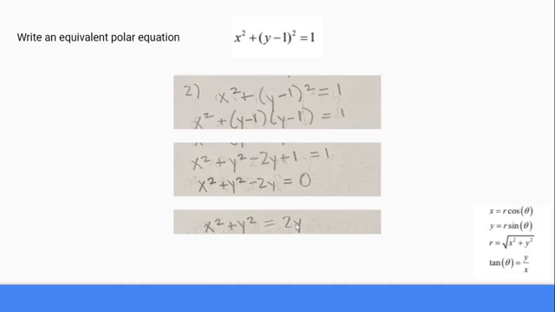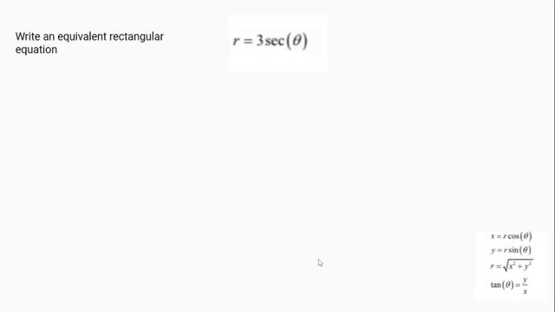Then you want to bring the 2y over, so you add 2y to each side, and then finally you want to just convert x squared plus y squared into r squared, and you want to realize that y, over in the corner, you see y equals r sine theta, so r equals 2 sine theta.